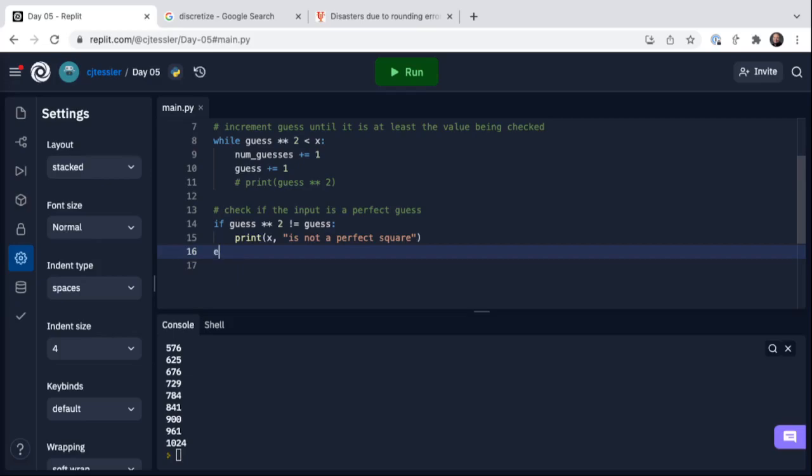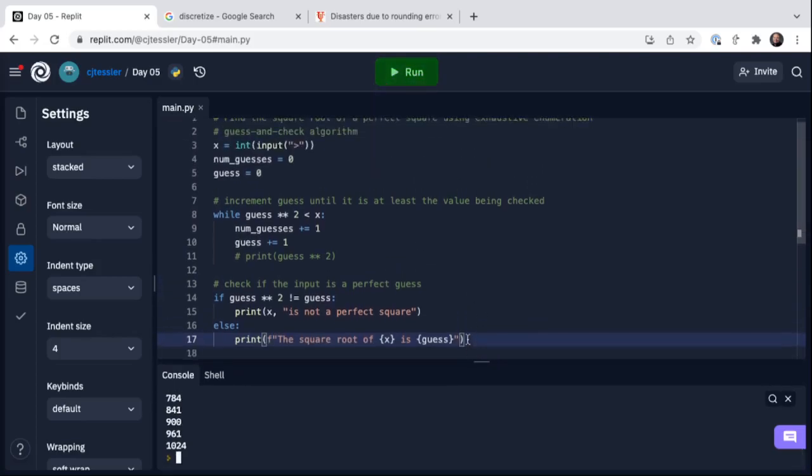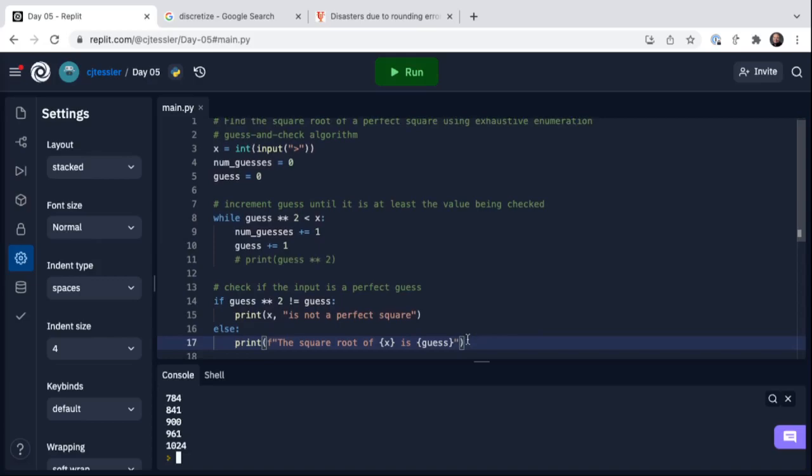But the other case is print, we'll say it like this, I'll use an F string, the square root of x is guess. Does that help? So go ahead and run that, play with a few different values and just make sure you're understanding the logic.